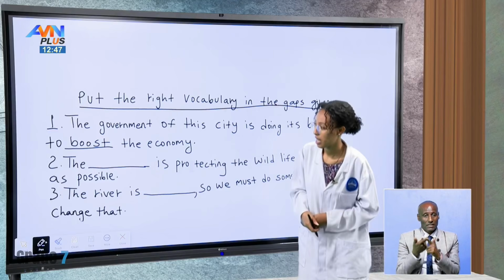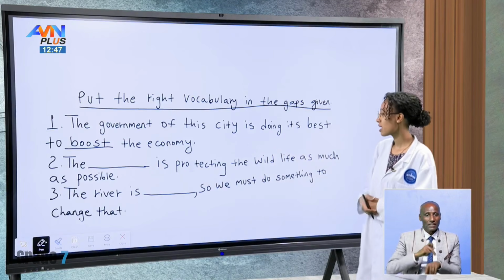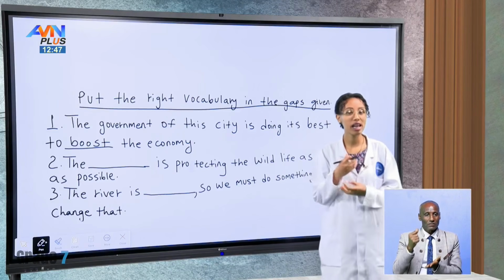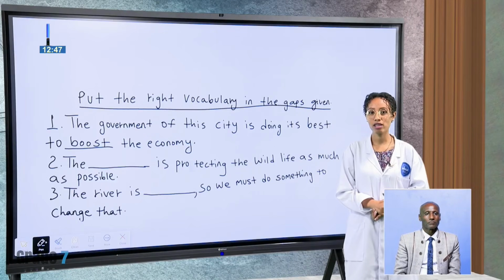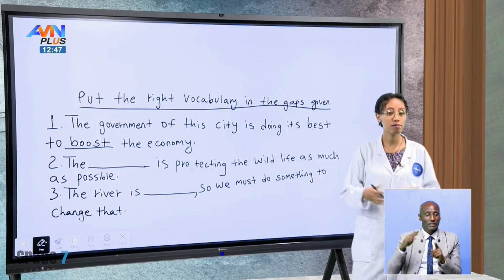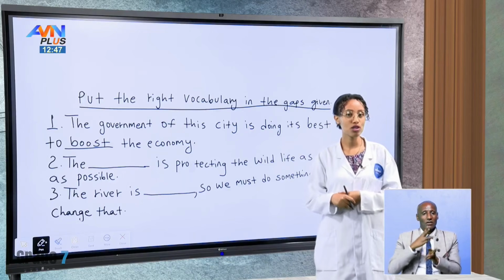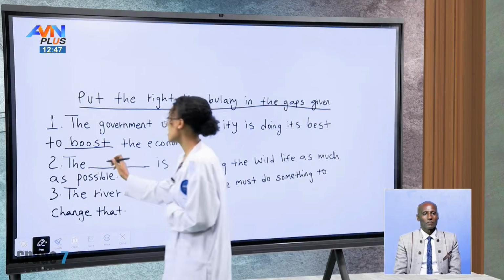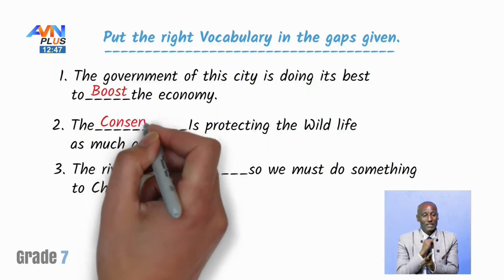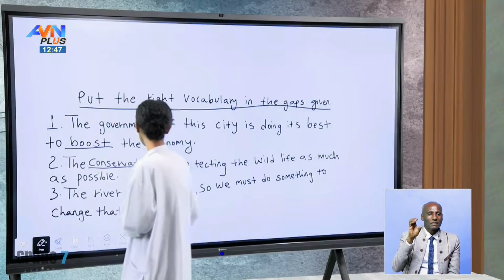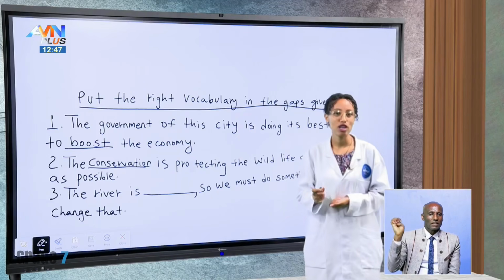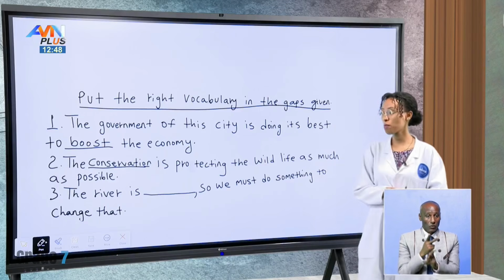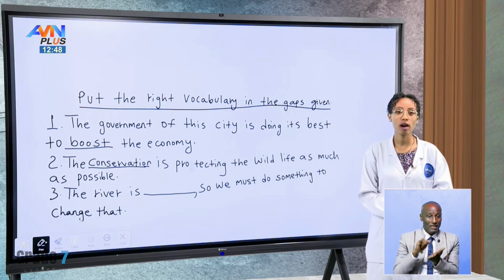The second question says, the blank space is protecting the wildlife as much as possible. Again, earlier when I was explaining the meanings of the vocabularies, I talked about how different governments and different countries around the world have done so much to protect the wildlife. And what is that word? You guessed it correctly. It is conservation. The conservation is protecting the wildlife as much as possible is the answer. So conservations, remember this for next time, are places that protect the wildlife.